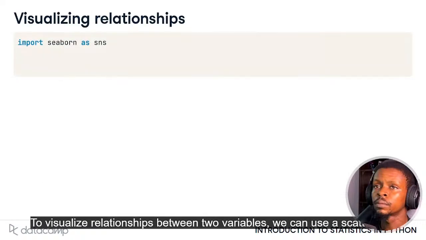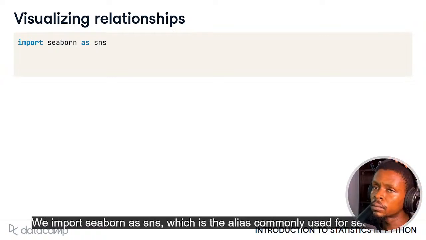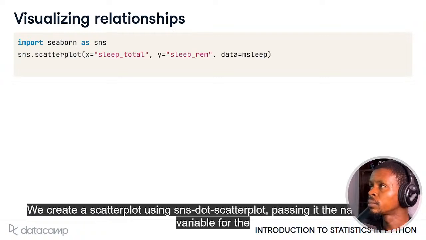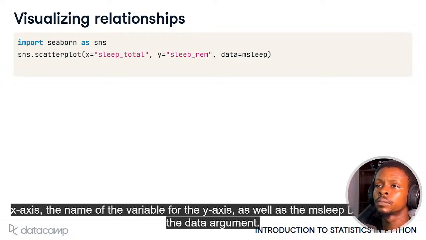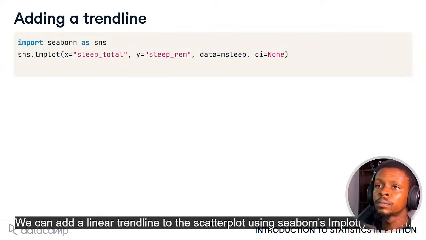To visualize relationships between two variables, we can use a scatter plot. We'll use Seaborn, which is a plotting package built on top of Matplotlib. We import Seaborn as sns, which is the alias commonly used for Seaborn. We create a scatterplot using sns.scatterplot, passing it the name of the variable for the x-axis, the name of the variable for the y-axis, as well as the msleep data frame to the data argument. Finally, we call plt.show.